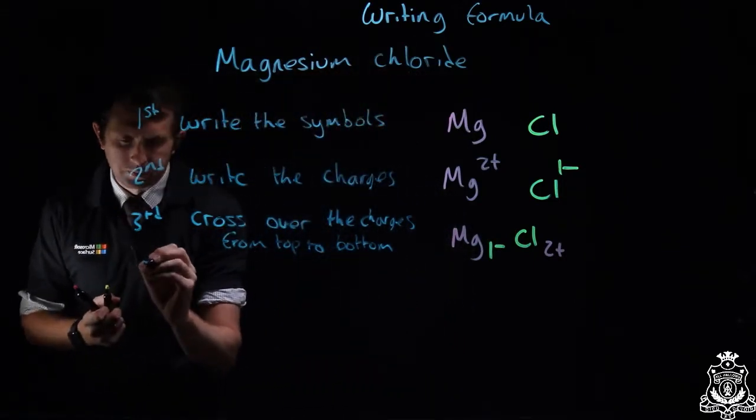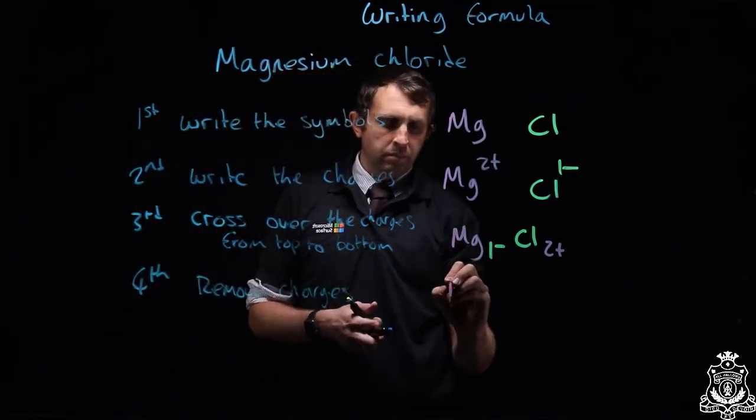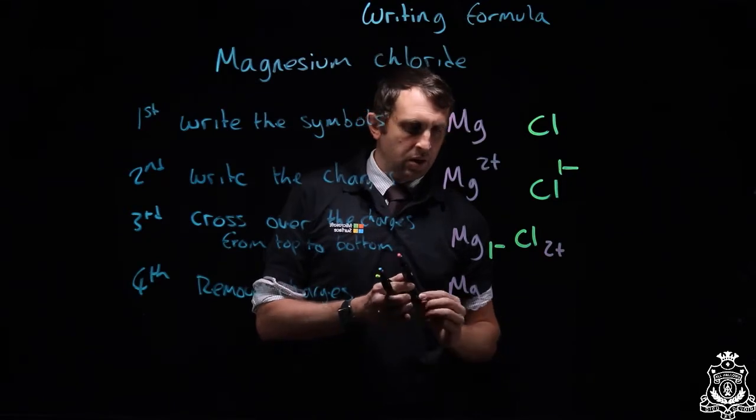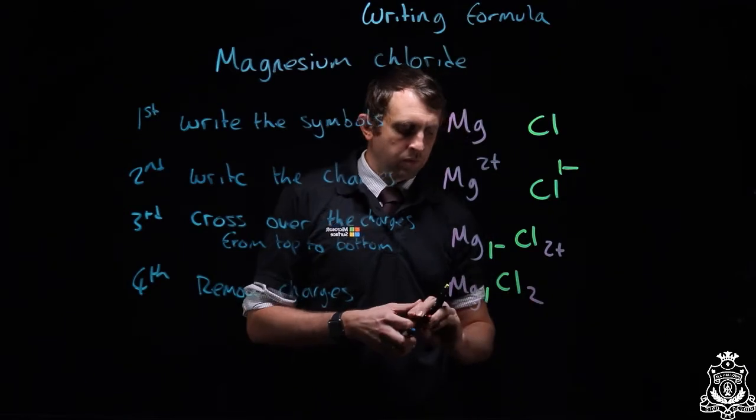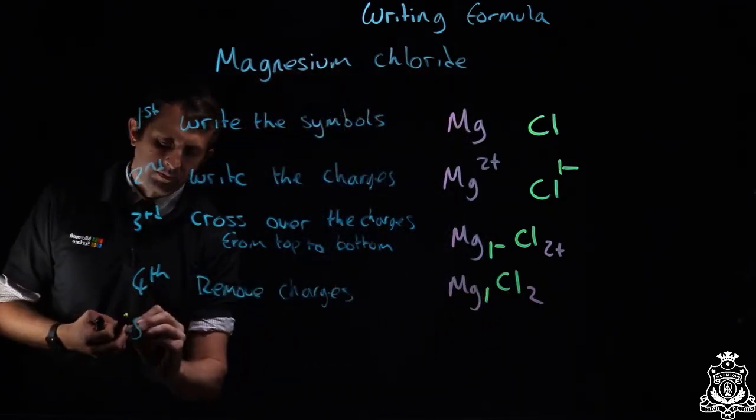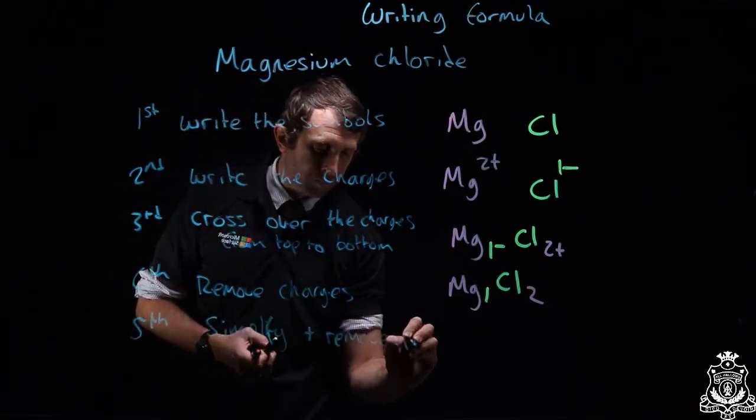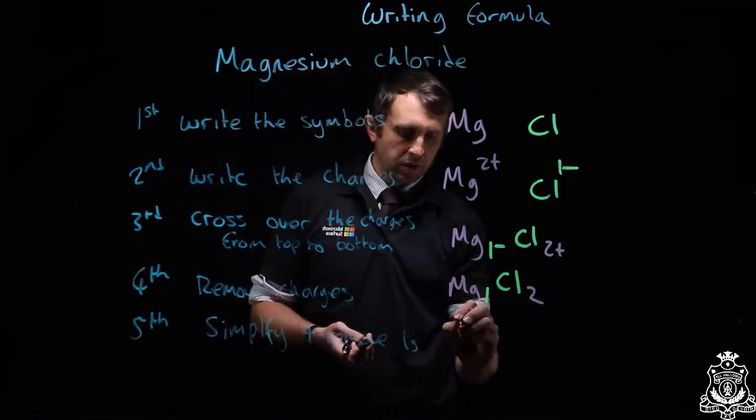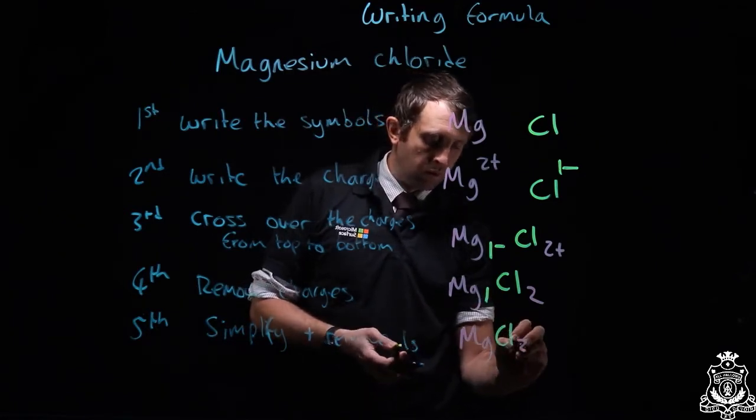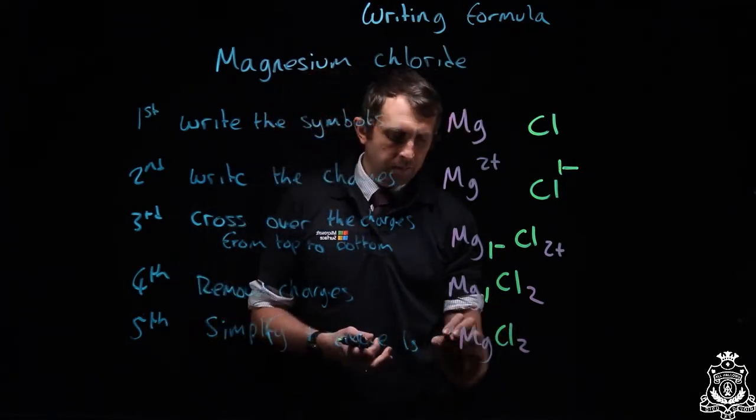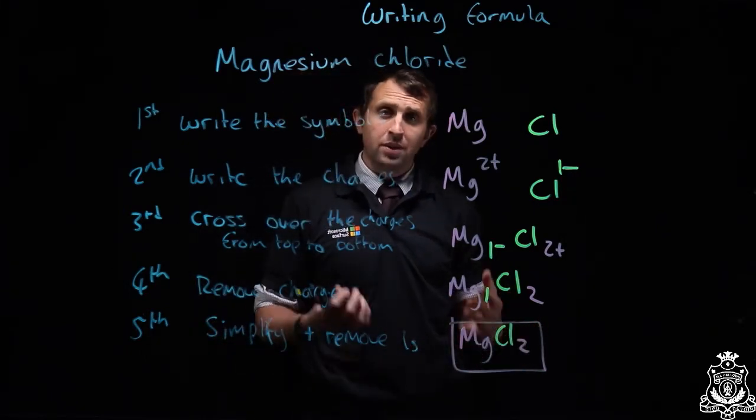So fourth step, we remove the charges. Now we've got Mg1 and Cl2. Final step is we simplify and remove 1s. So Mg1Cl2 becomes MgCl2. That's as simple as we can make that. So the formula for magnesium chloride is MgCl2. Let's do another example.